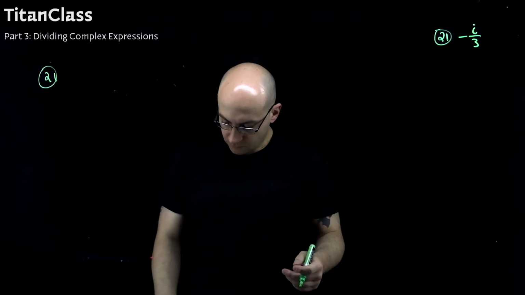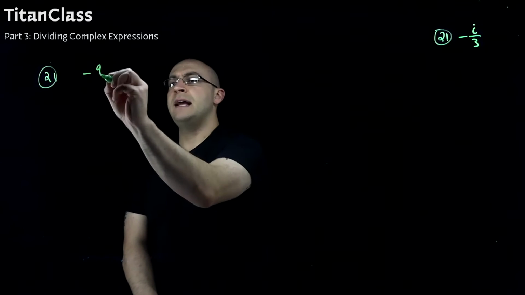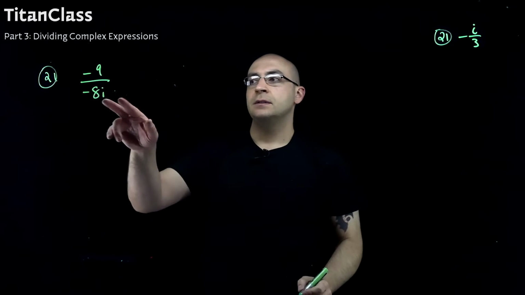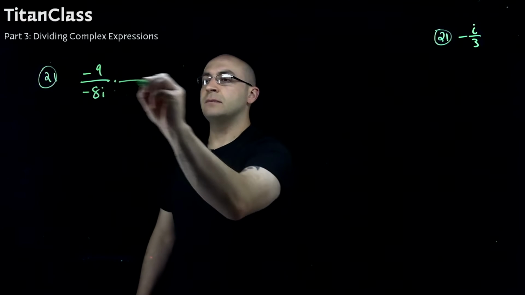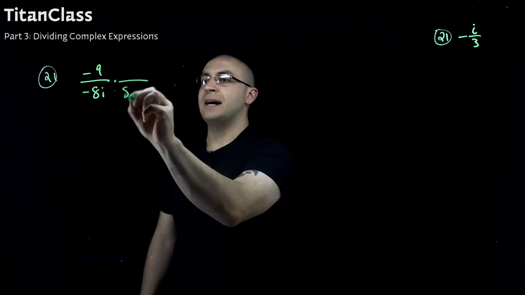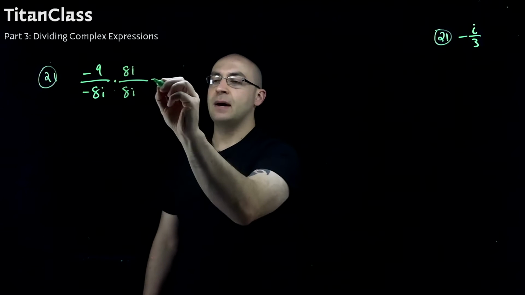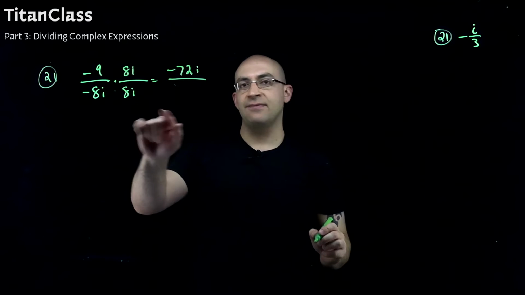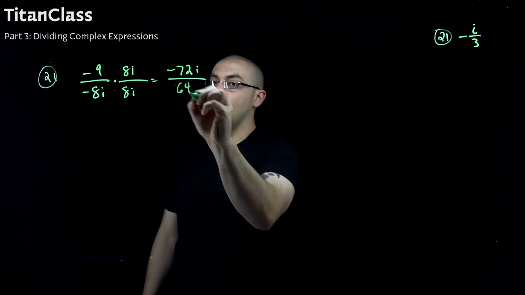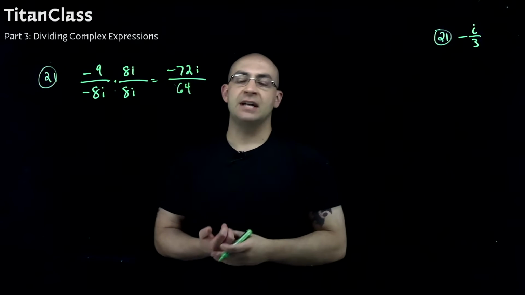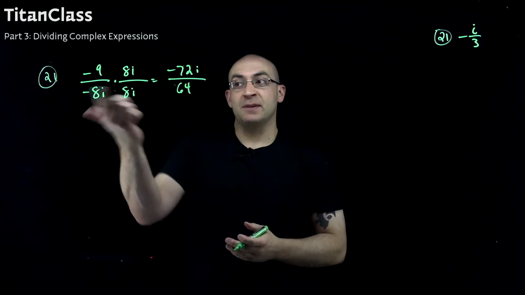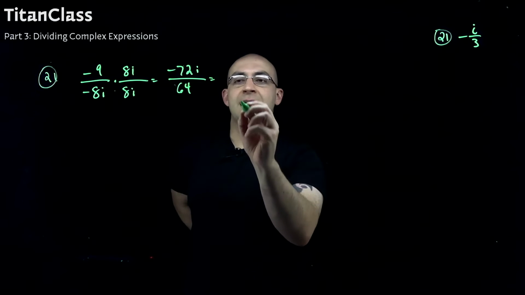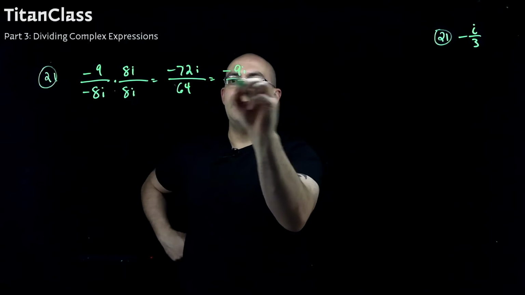22, negative 9 over negative 8i. Okay. Negative 8i is the denominator. I'm going to multiply by the complex conjugate, which is a positive 8i on both top and bottom. This is negative 72i over negative 64i squared, which is just 64. Now, what do these have in common? Well, they were both multiplied by 8, so I could probably take out an 8. So let's see what that looks like. If I divide by 8 on top and bottom, I get negative 9i over 8.